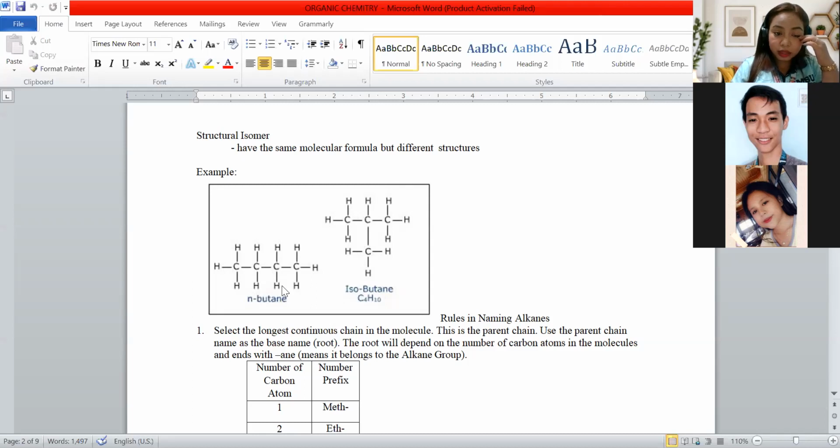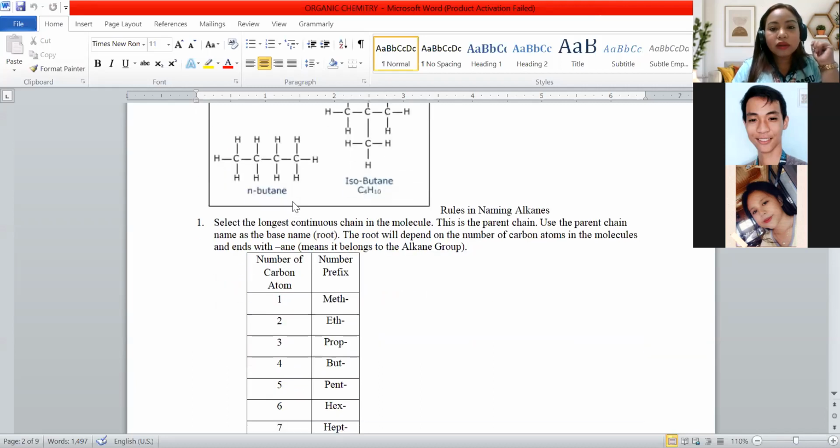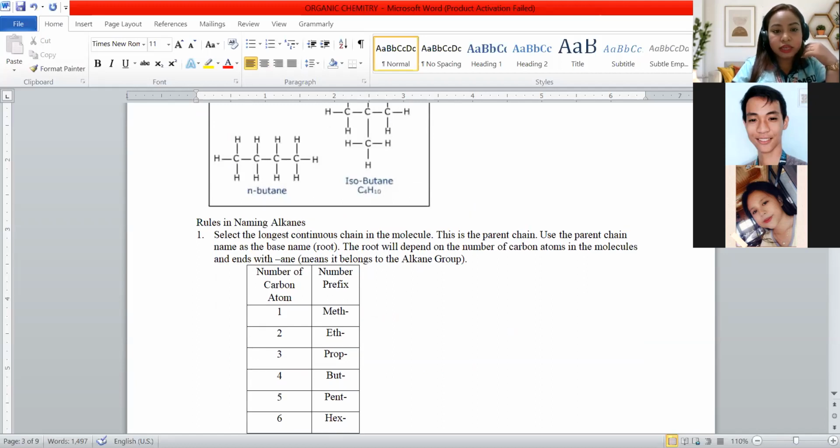So, say for example, here you have 4 atoms of carbon in line, while in here, they branch. But it has the same number of carbon and the same number of hydrogen. That's what we call a structural isomer, or just an isomer. So how do we name the alkanes? The rules in naming alkanes.